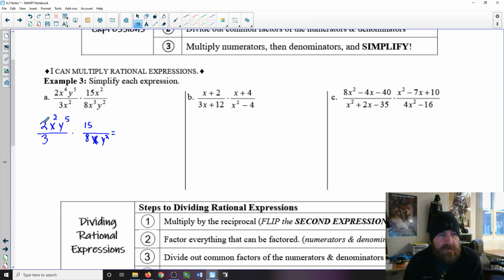So when we put these together, we get 2 times 15, which is 30. And then we get x squared over x squared y to the fifth. And then 3 times 8 is 24, x y squared. And now we can simplify again. So 30 over 24. Okay, so 6 goes into both those. So 5 and 4. X squared over x turns into an x on the top. Y to the fifth over y squared turns into y to the third on top. And that would be our final answer here.